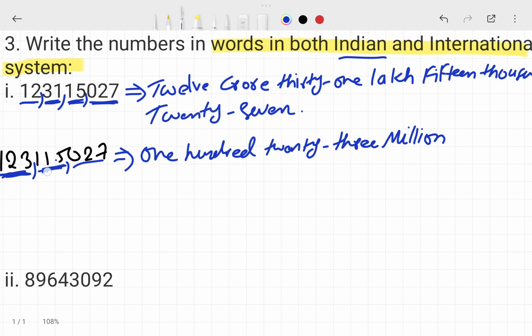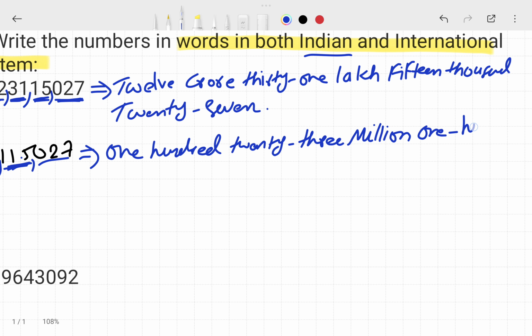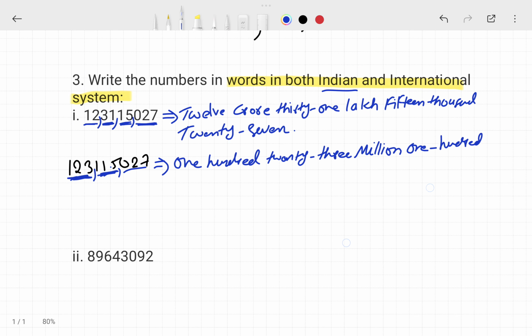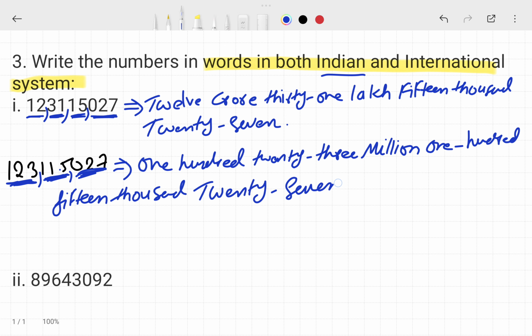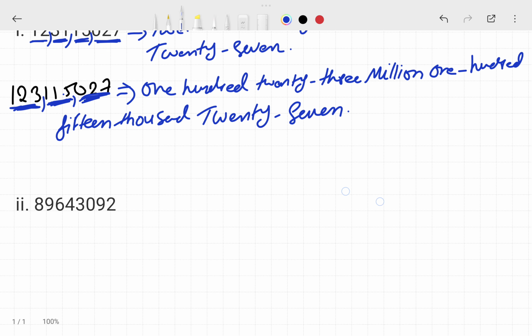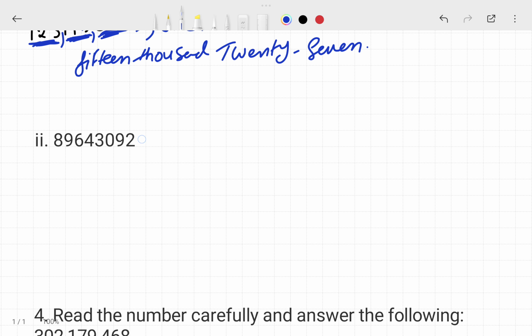Now this is 115. Which place is it in? The thousand place, so write thousand. Simple. And this is 27, because there is a 0, so it is 27 only. 27, over. Okay, now let's write this one in the Indian number system.